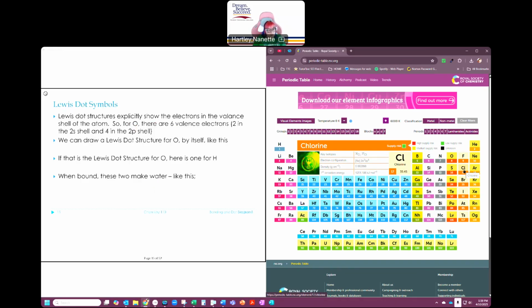So let's talk about a Lewis dot symbol. First we're going to have to draw this for an individual atom, and then we're going to talk about how we put them together. A Lewis dot symbol for a particular atom explicitly shows the valence electrons around that atom. So if we were to draw one for an oxygen, we'd be talking about the 6 valence electrons, 2 in the 2s shell and 4 in the 2p shell. So we draw the symbol for oxygen, and then we have the 6 electrons that we need to draw around it.